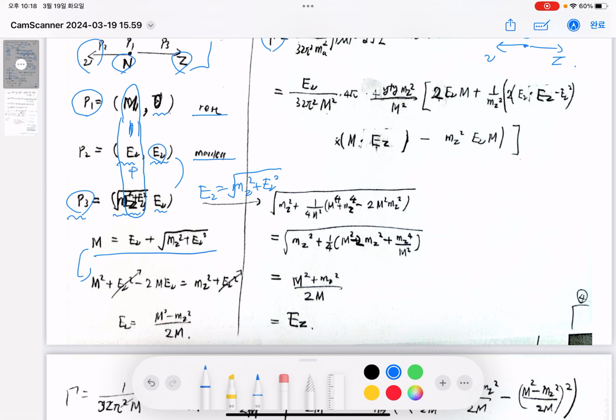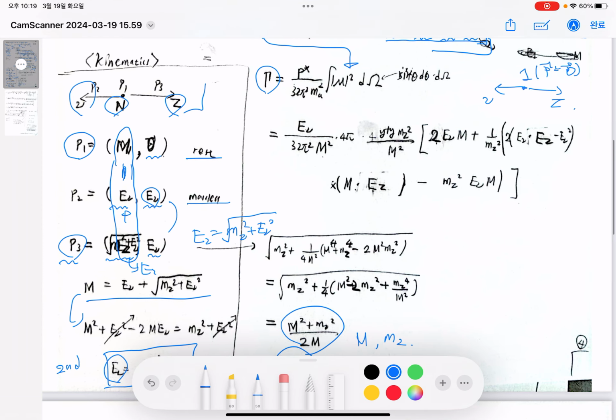And by solving this, we can obtain the E nu as a secondary particle energy. It is a function of the jet boson mass and the heavy neutrino mass. And by inserting this result of the E nu into the E jet, we obtain the E jet also. And the E jet is given by those functions of the heavy neutrino mass and the jet boson mass.